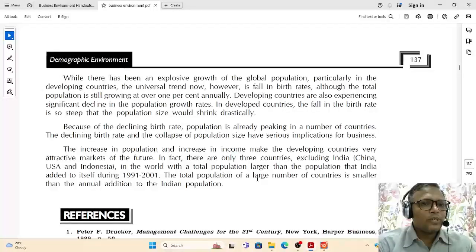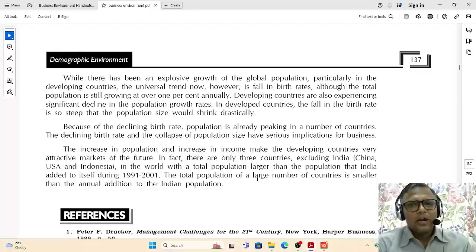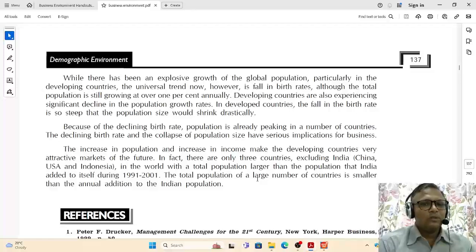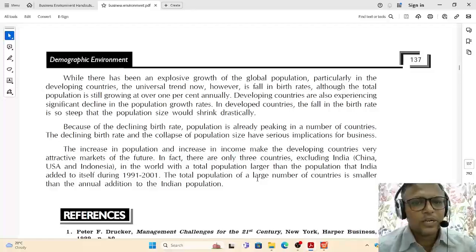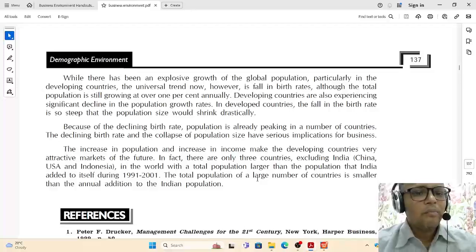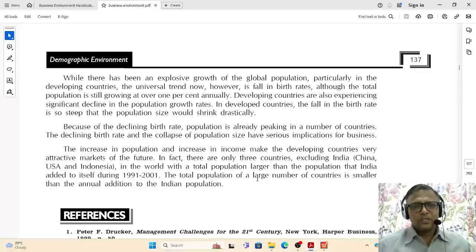Although the total population is still growing at over 1% annually, developing countries are also experiencing a significant decline in population growth rates. In developed countries, the fall in the birth rate is so steep that the population size should shrink drastically. Because of the declining birth rate, the population is already peaking in a number of countries. The declining birth rate and the collapse of the population sizes have serious implications for business.